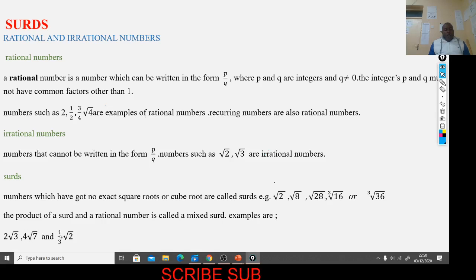If we have 1 over 3, because it is in the form of p over q, 1 over 3 is a rational number, and root 2 is an irrational number. A mixture of a surd and a rational number, we call a mixed surd, like 1 over 3 and all this that I've explained. So that is what we call mixed surds.